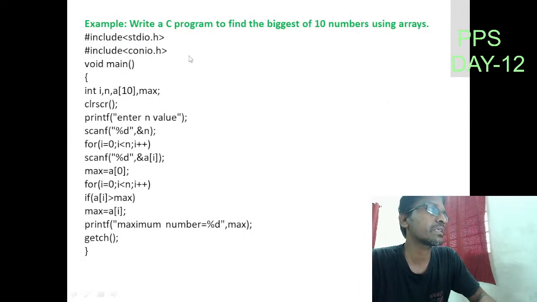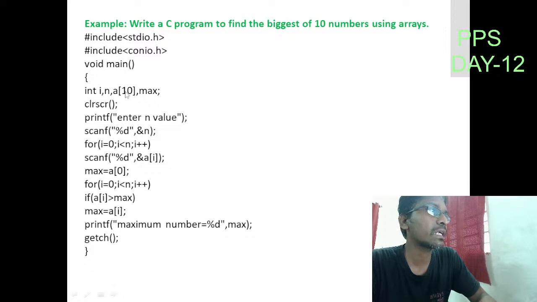This is an example for finding the biggest of 10 numbers using an array. That means you need to find the maximum among 10 numbers, or among 3 numbers, or among 5 numbers, and so on. So here I am going to declare an array a, followed by the size of the array in square brackets.